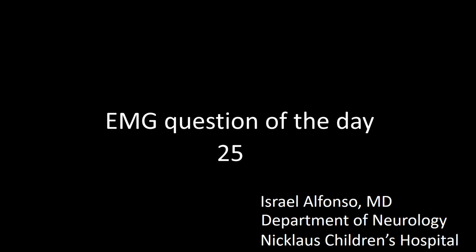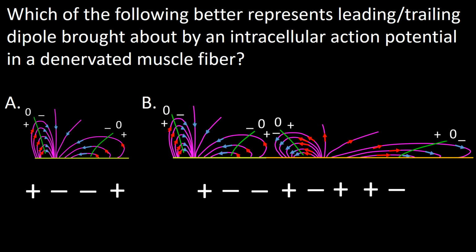EMG question of the day. Which of the following better represents leading trailing dipole brought about by an intracellular action potential in a denervated muscle fiber? Please take a few seconds to analyze the figures below and choose the correct one.